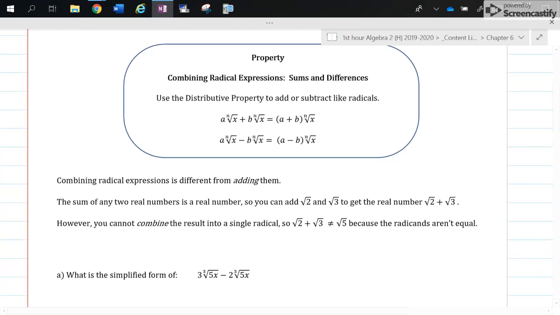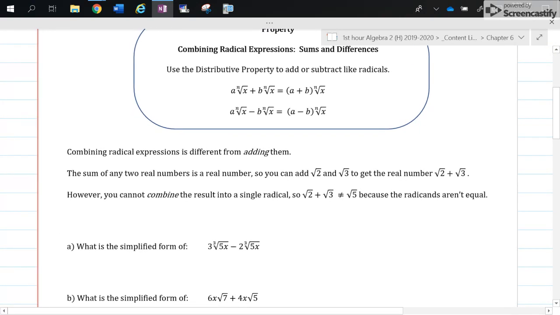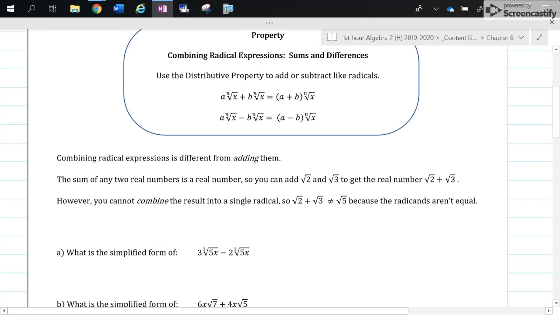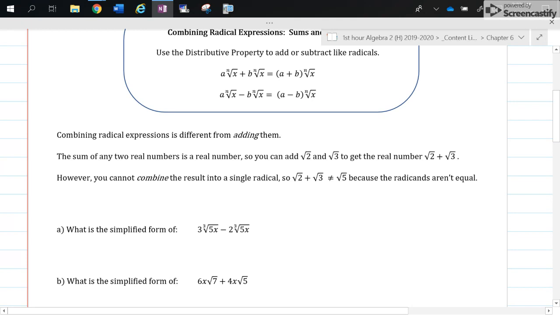So when we combine like radicals, we're not really adding them together. The sum of any two real numbers is a real number. So for instance, I can add the square root of 2 and the square root of 3 and get a real number, but it's the square root of 2 plus the square root of 3, which is not to be confused with the square root of 5. So I can add 2 square root of 2 plus 3 square root of 2 and get 5 times the square root of 2. So when we add what we call like radicals, the like radicals are radicals that have the same index and they have the same radicand.